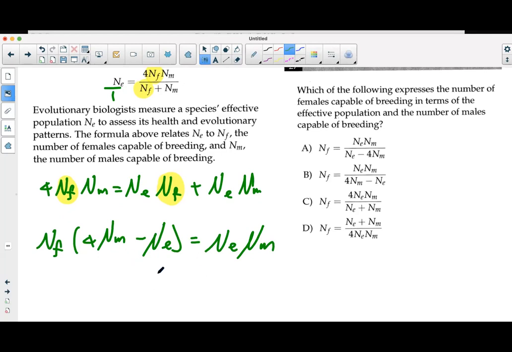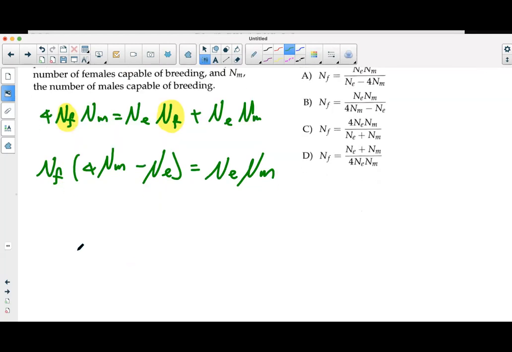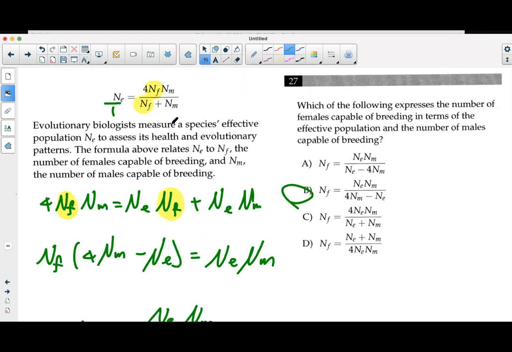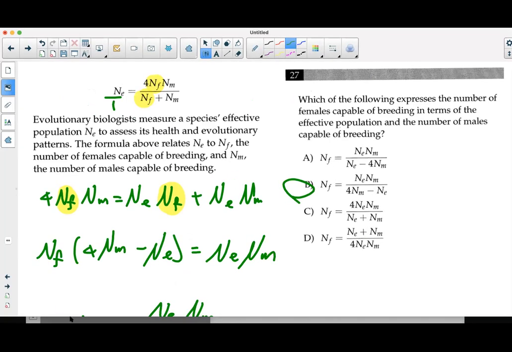And I just have to divide by that. So n sub f is equal to n sub e, n sub m over 4 times n sub m minus n sub e. So essentially that's what we have, which is choice E, and that becomes the answer. Is that okay, guys? So it was just simply cross multiplication, isolating n sub f, and factoring that out. All right, so that was number 27. Let's look at number 28.